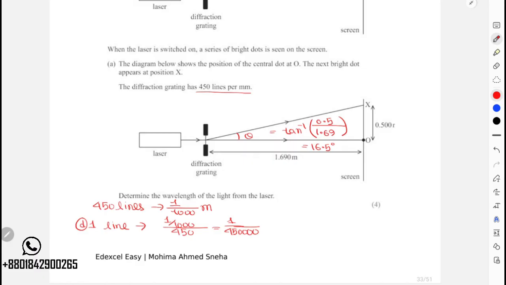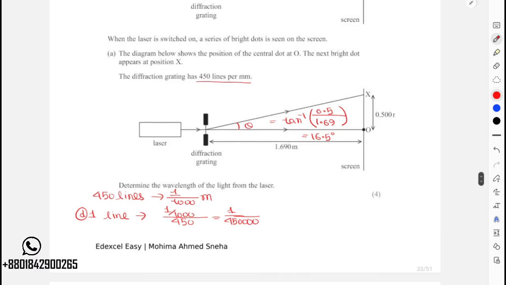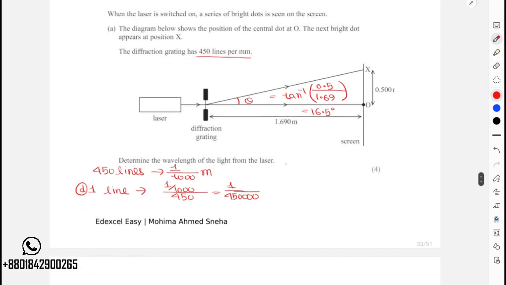Okay, now again, using this theta as a value for your theta is 16.5 degrees. Now I can find out the value for your lambda, because over here the value for n is 1, right? So you can use that n lambda is equal to d sine theta. So lambda is going to be d sine theta.